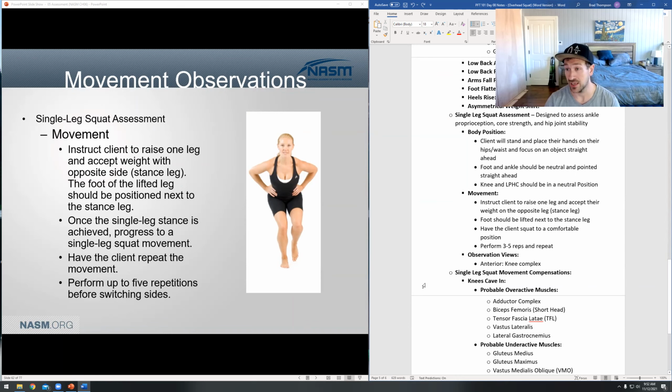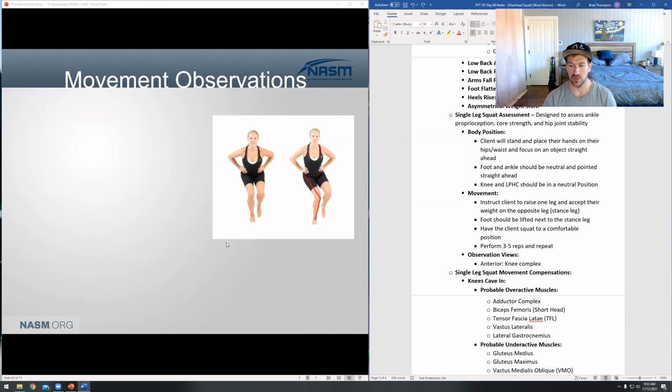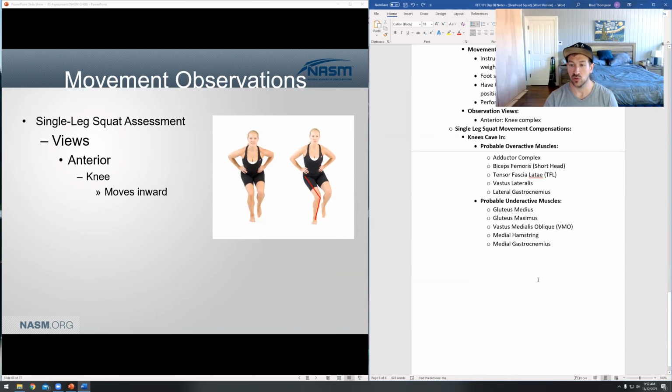And you're only looking from the anterior view. You're not going to look from the lateral view. You're not going to look from the front because we are only paying attention to the hip and the knees here. So when we are looking at it in your regular textbook, there's really only one thing to pay attention to, and that is whether or not the knee caves in.